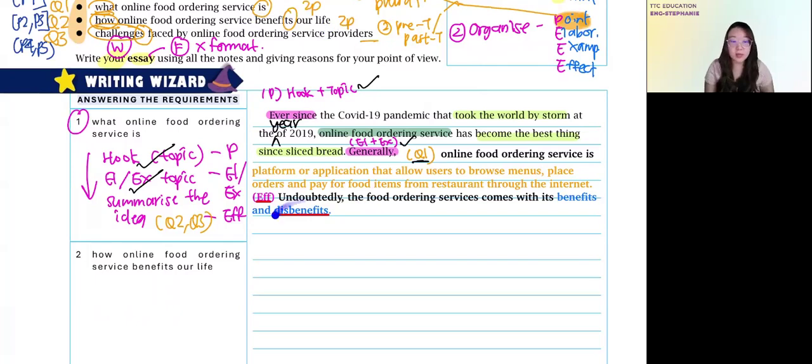benefits our life. Undoubtedly means undeniably. Okay, you cannot deny the fact that. All right. So disbenefits here, it's about the challenge faced by the service provider. So the disbenefits is towards the service provider. So this is how you summarize it, all right, with your Q2 and Q3 briefly mentioned inside as well. Okay. And also just to highlight to you, undoubtedly is our linker and connector, hence it's pink. All right. So we need to move on to the next portion.